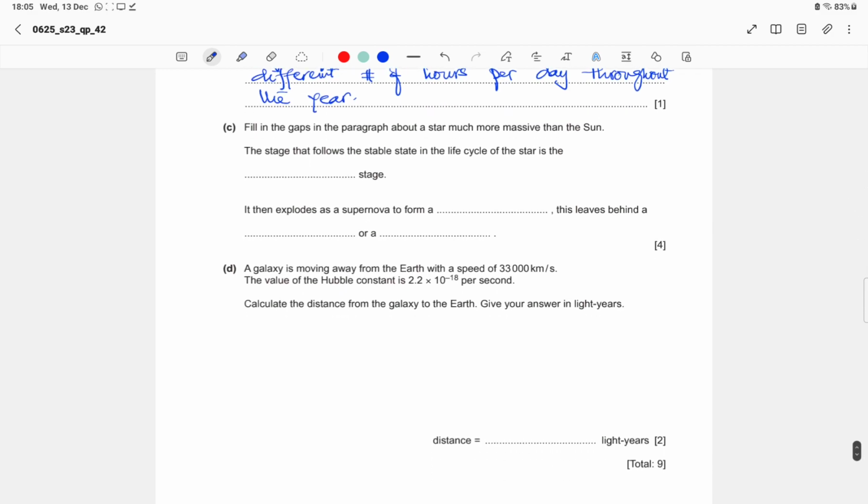Fill in the gaps in the paragraph about a star much more massive than the sun. The stage that follows the stable state in the life cycle of a star is called a red supergiant. It then explodes as a supernova to form a nebula. This leaves behind a neutron star or a black hole.